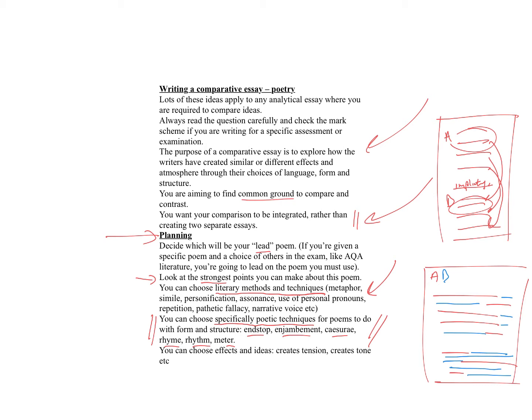So the best poetry essays are always going to cover some of these points as well as your metaphor, repetition, pathetic fallacy, narrative voice, etc. Because it's showing you understand that these poems could only be poems. They've been written along that line. You can also choose, as well as just thinking, okay, we've got two examples of pathetic fallacy here, or both poets using personal pronouns or a particular type of narrative voice, you can also choose effects and ideas. Okay, so both poets create tension, both poets create a tone of this.